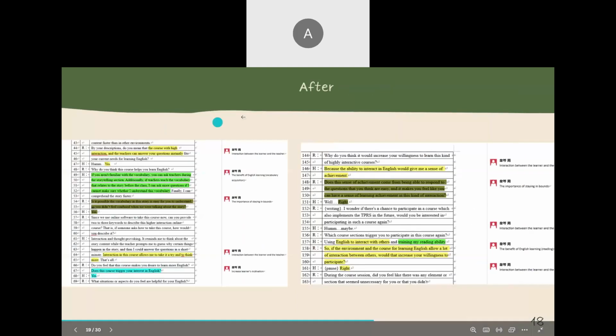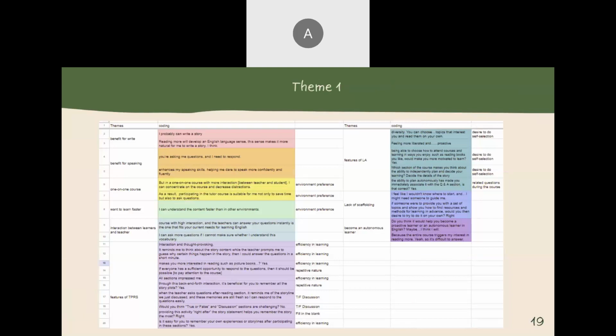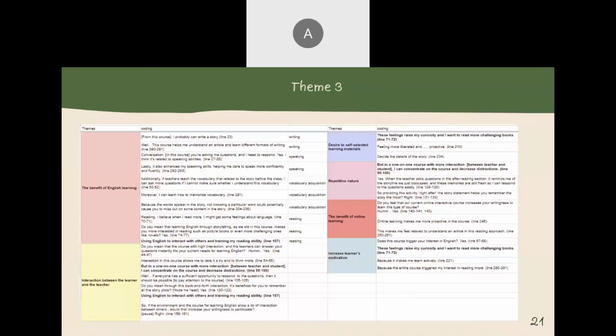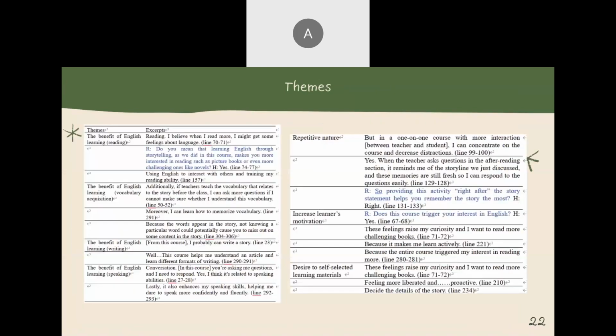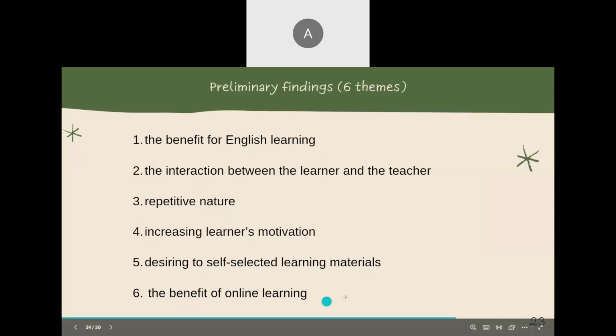I did line-by-line coding so that I can know what is going on between the lines. I did the coding three times. This is the first time, and the second time, and the final one, which is the one I will show in my final paper. After the interview, I created these six themes: the benefit for English learning, the interaction between the learner and the teacher, repetitive nature, increased learners' motivation, desire to self-select learning materials, and the benefit of online learning.